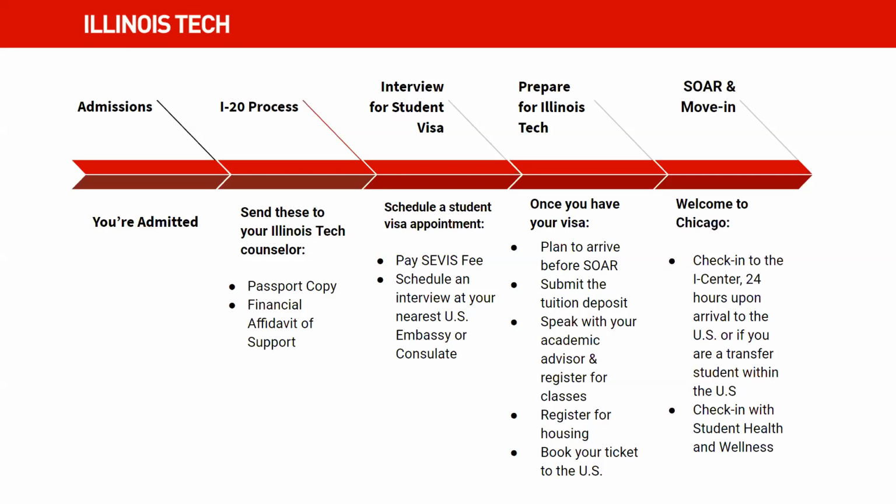And then in addition to that, we're going to help guide you in preparing for Illinois Tech. So that includes things like SOAR, which stands for the Student Orientation, Advising, and Registration. You're going to want to make sure you submit your tuition deposit. You're going to want to speak with your academic advisor, register for classes, and also register for housing, and then book your tickets to the United States.